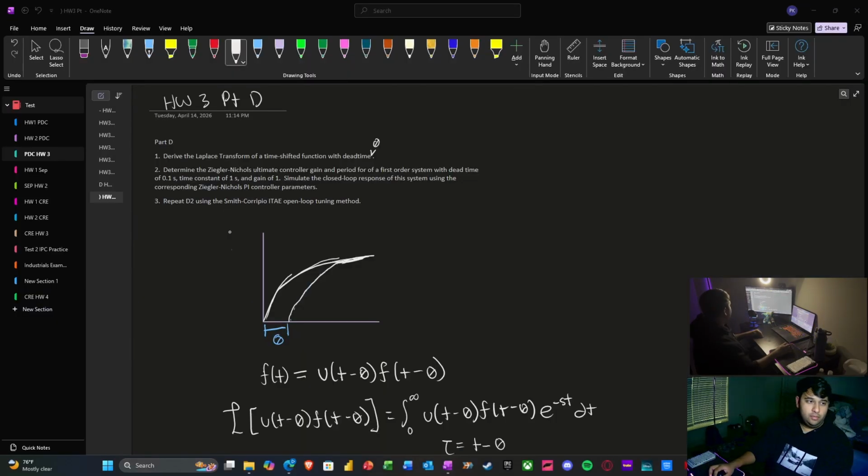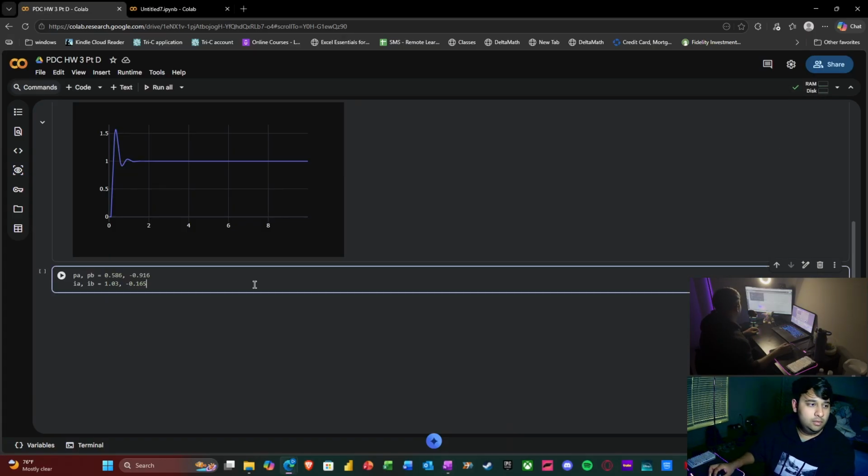Okay, so now that we have our Ziegler-Nichols ultimate controller gain done, we're going to apply pretty much the same thing to the Smith-Corripio ITAE open loop tuning method. I've already put in the values that we need that Carlos provided.